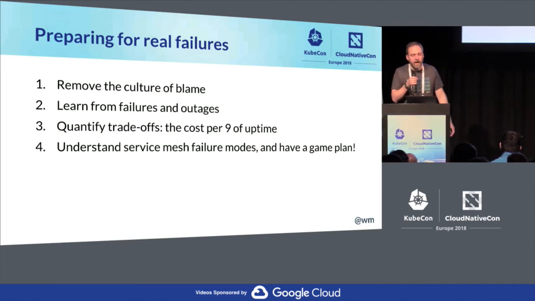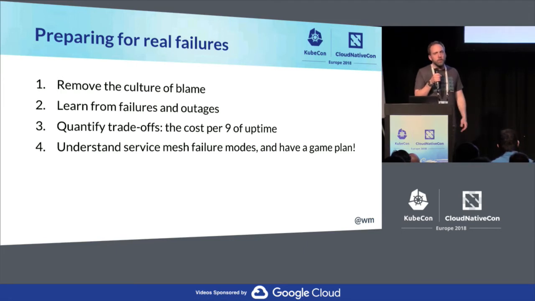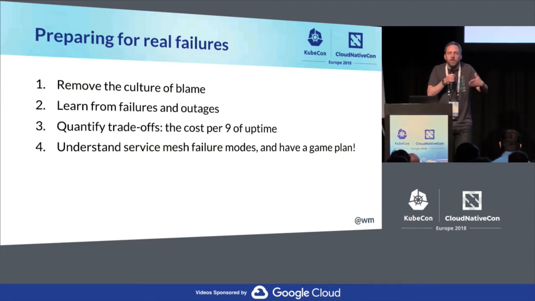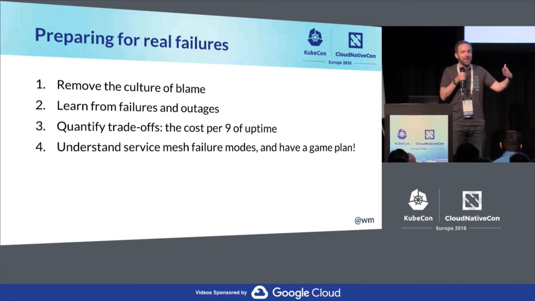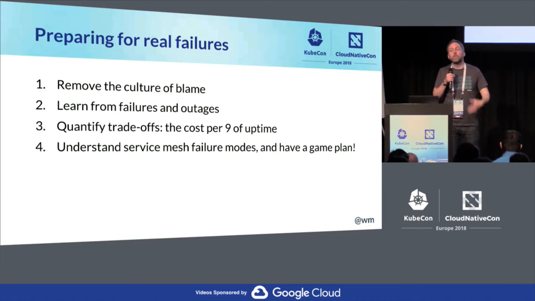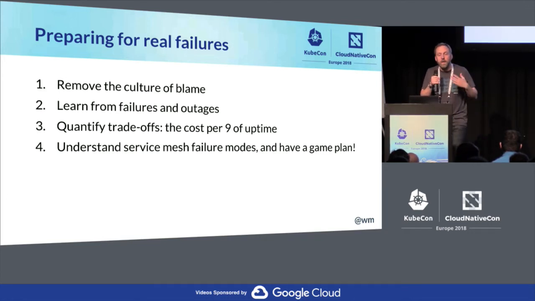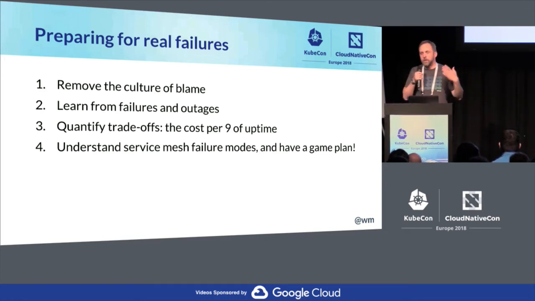Learn from the failures and outages, quantify trade-offs. The Google SRE book has a great section on this. Right there, you can assign a cost to each successive 9 of uptime. You can make the system really, really reliable if you want to, but the cost goes up. You may not want to do that. It may be okay, and it probably is okay, for things to fail some percentage of the time.